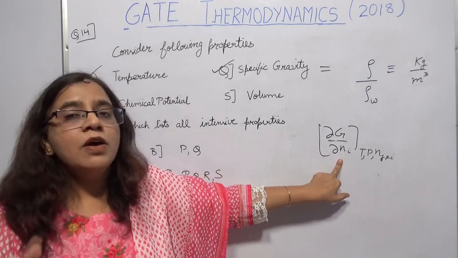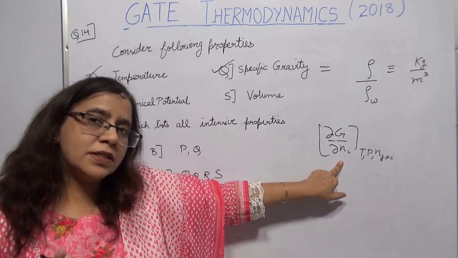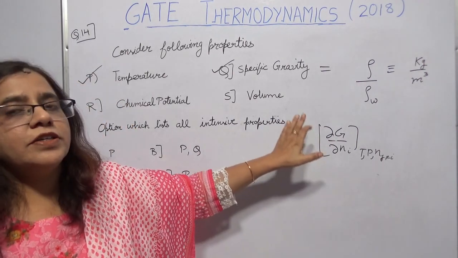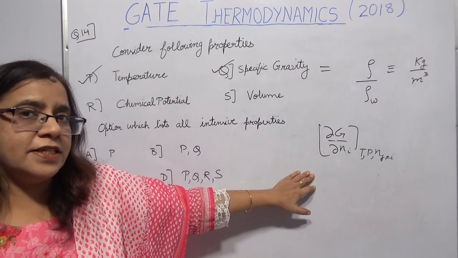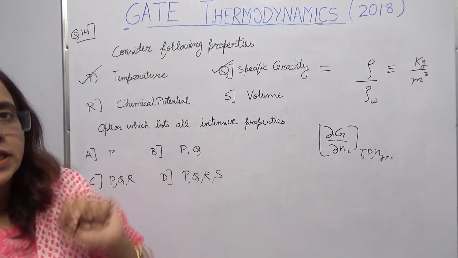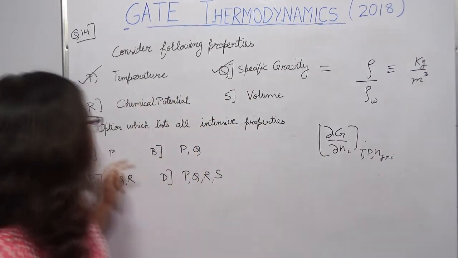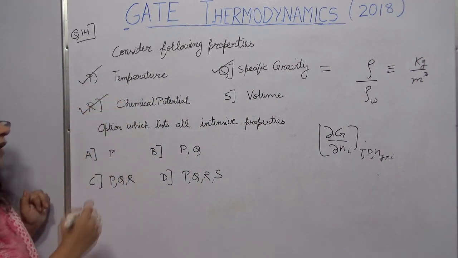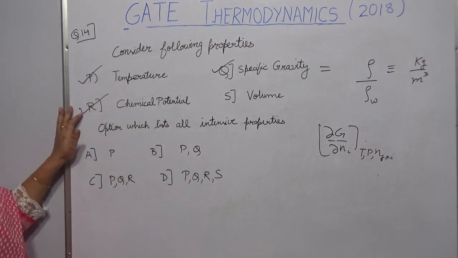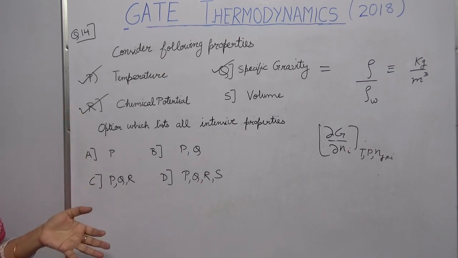So it is again, what is it? It is an extensive property. So when you divide an extensive property by another extensive property, then what you get is an intensive property. So again, this is an intensive property. So my chemical potential is again an intensive property. It does not depend on the size of the system.